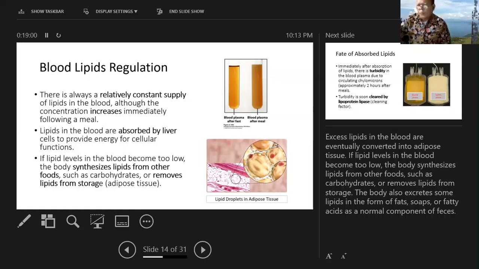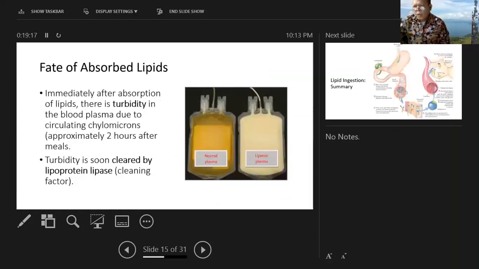Excess of this lipid in the blood is eventually converted into adipose tissue. Immediately after absorption of lipid, there is turbidity in the blood plasma due to circulating chylomicrons. This is approximately 2 hours after a meal, and the turbidity is soon cleared by lipoprotein lipase.